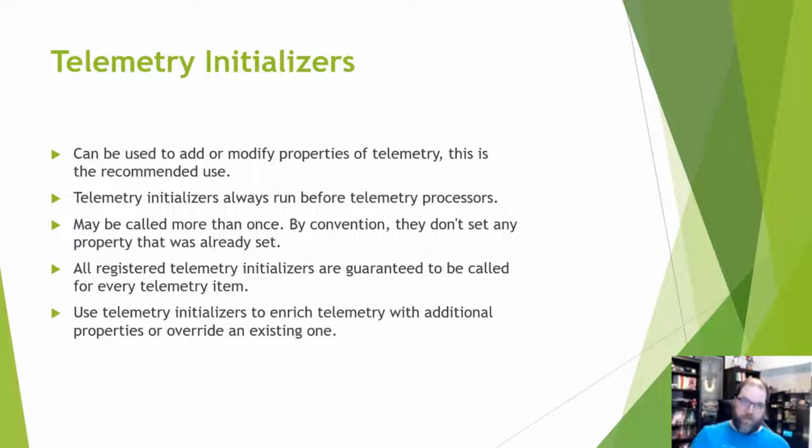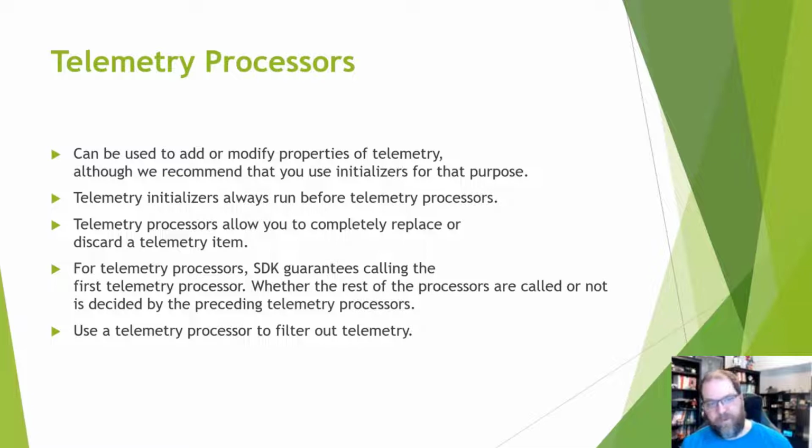Again, initializers might be called more than once. They are guaranteed to be called. If you have a bunch registered, they're guaranteed to be called for every single telemetry item. You can also override values. Processors can do the same thing. The initializers always run first. And you can, like I said, just drop telemetry, not even send it out to the cloud if you don't want to. I will show these.